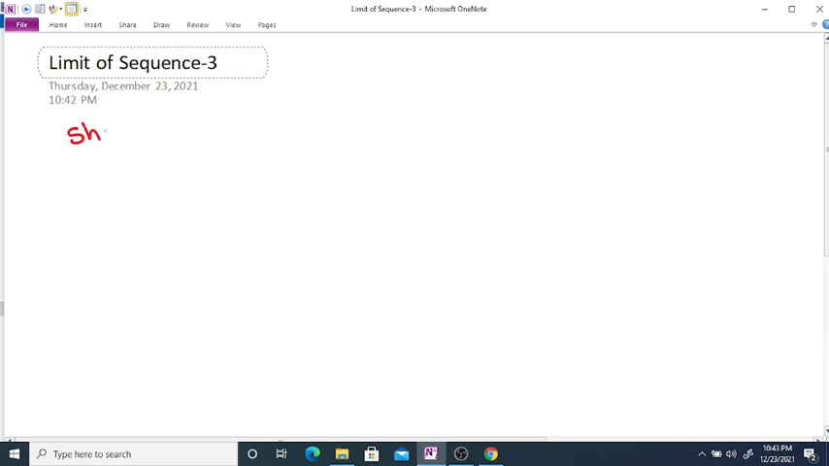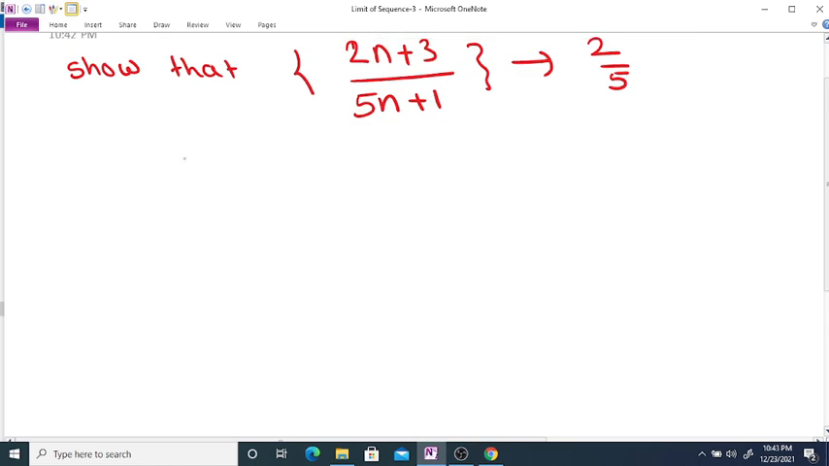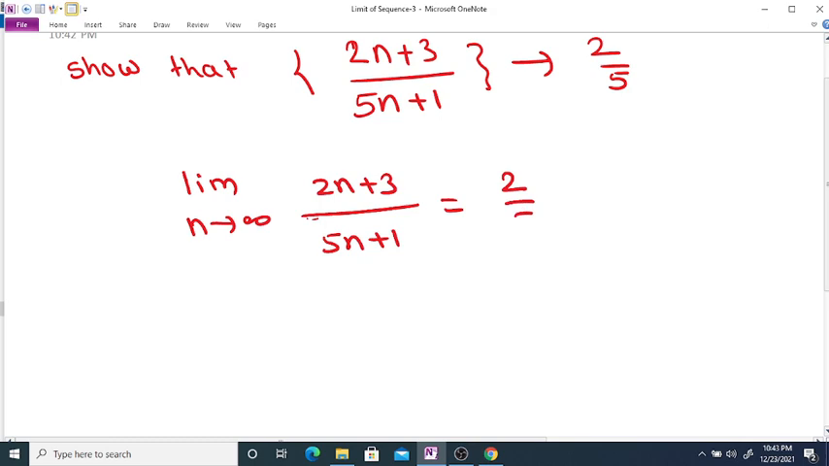Show that the sequence xn equal to (2n + 3) divided by (5n + 1) converges to 2/5. That is, show that the limit as n tends to infinity of (2n + 3) divided by (5n + 1) is equal to 2/5.